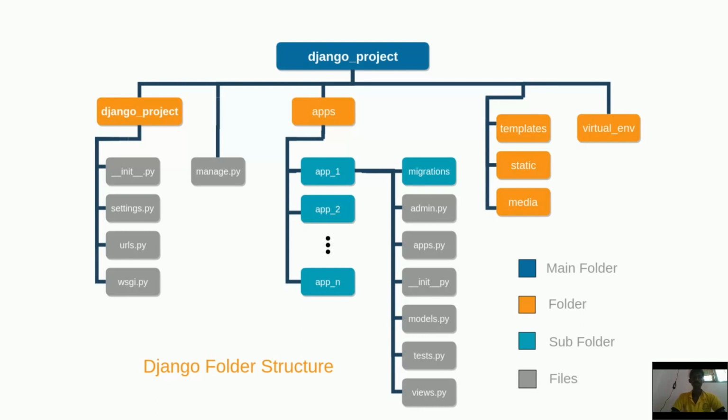The Django project structure looks like this. It consists of __init__.py, settings.py, urls.py, wsgi (web server gateway interface), manage.py, and apps. Within the project we can store a number of apps. Then an app consists of admin.py, apps.py, __init__.py, models.py, tests.py, views.py, forms.py, and the templates folder, static folder, media folder, and virtual environment. Okay, this is the Django project structure.